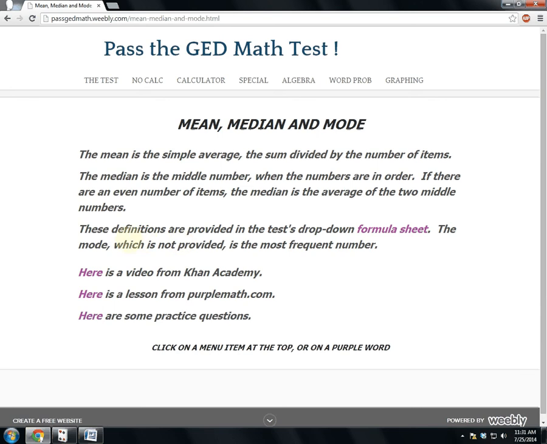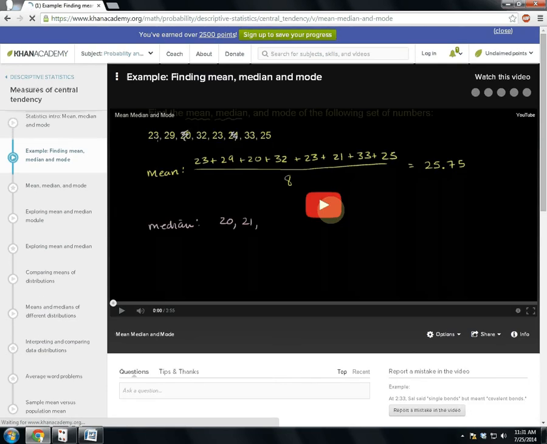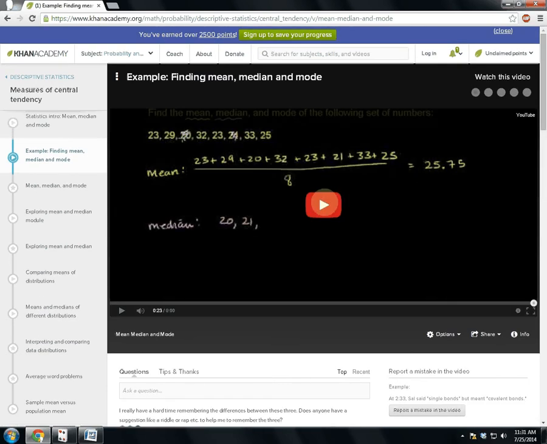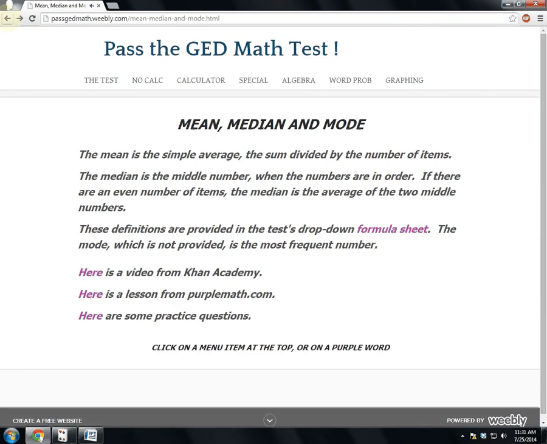And here I'm moving to the purple word. There is a video from Khan Academy about how to do mean, median, and mode, measuring the central tendency. Okay, and now I'm using the left arrow button in the corner of the browser to get back. Now, some people learn better watching videos, others learn better reading lessons, and I try to include both in most of the pages.